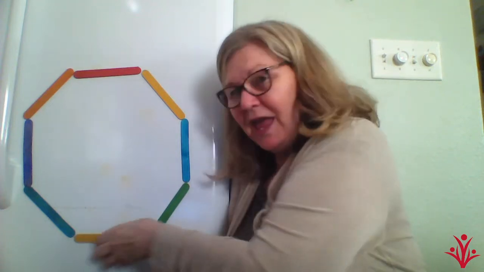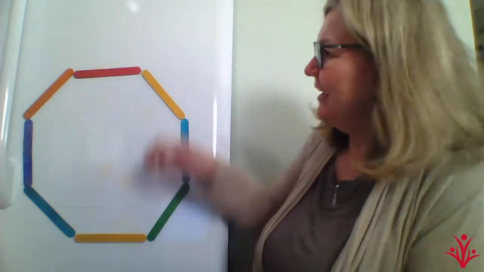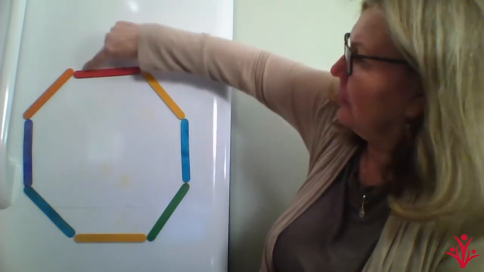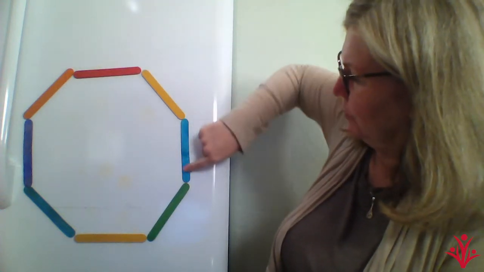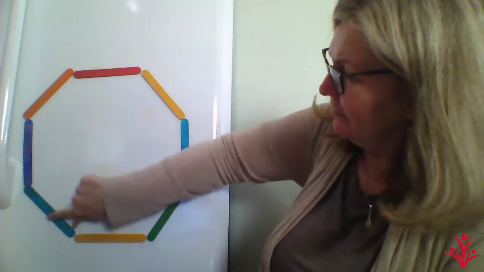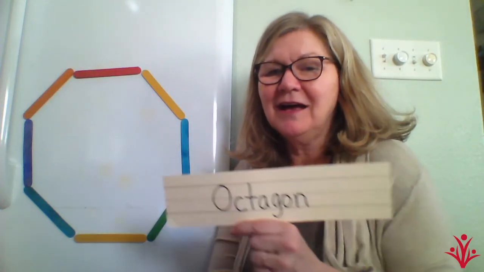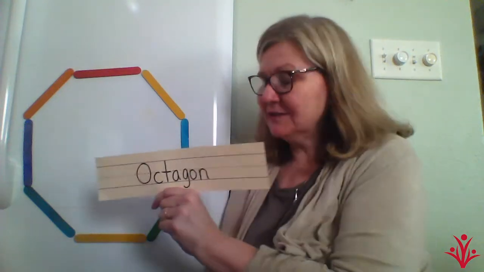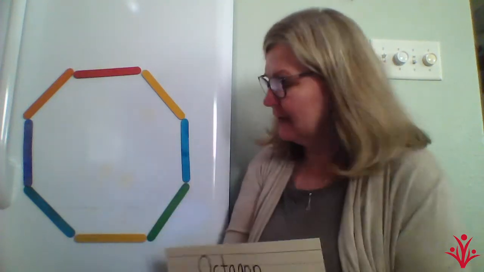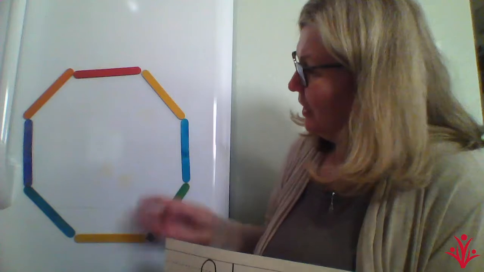Ooh, 8. There's an animal that has 8 legs. I'm going to give you a hint. And let's count the sides. 1, 2, 3, 4, 5, 6, 7, 8. Can you guess? It's an octagon. This is called the octagon. That's a big shape, isn't it? You might see this on a stop sign also.